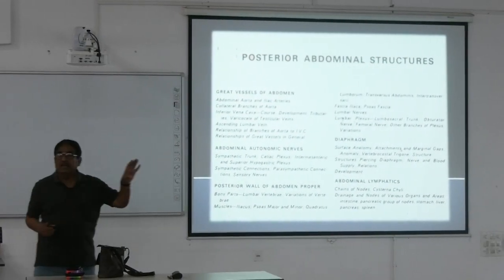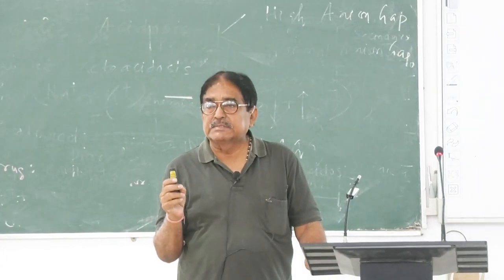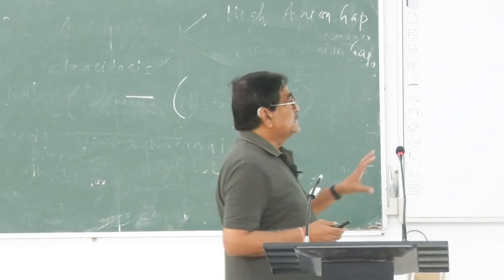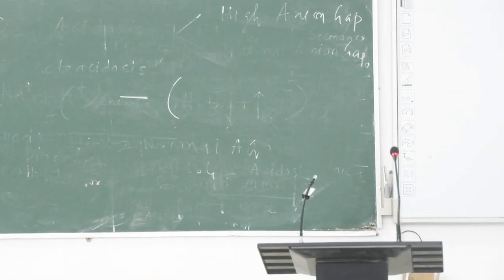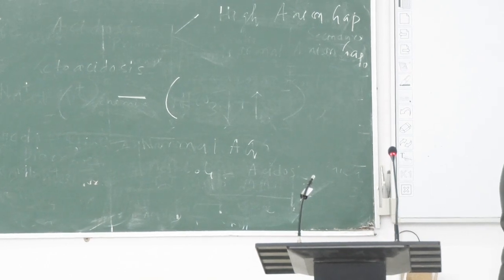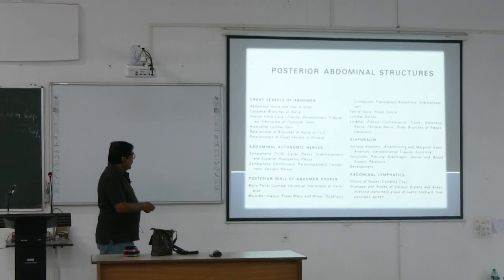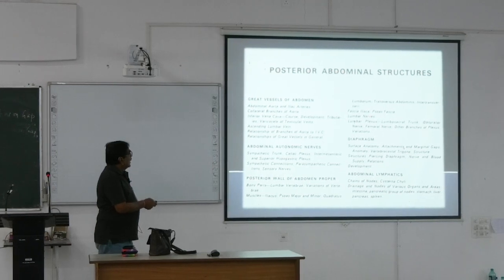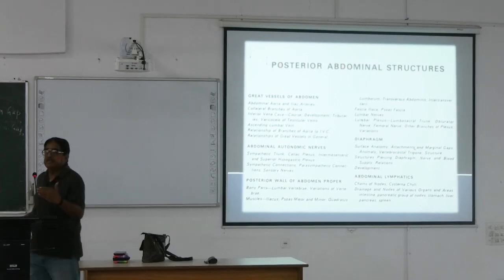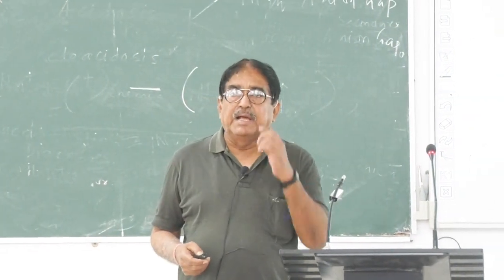now this is an outline from a very old book, Grant's Anatomy. It's an old edition, and this is the things you will be seeing in the posterior abdominal wall. Now, the great vessels of the abdomen, abdominal autonomic nerves, posterior wall of the abdomen proper, diaphragm, and abdominal lymphatics. Now, these are the parts which will be divided for your lectures and also practicals.